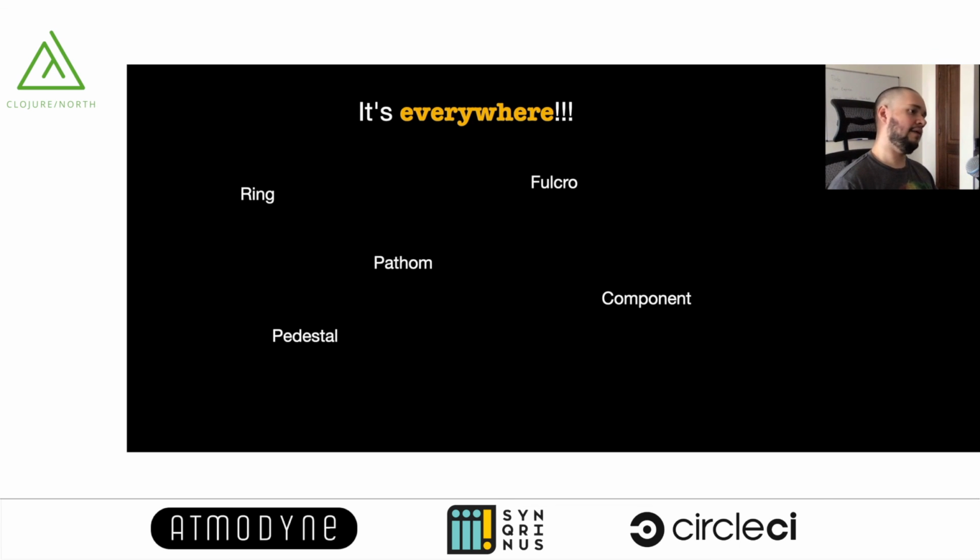And it's everywhere. Ring does that, Pedestal does that, Pathom does that with the env, Wilker does that. If you use the Component library, it's kind of like that. You're creating dependencies that are just building up this map, and then you usually pass this map around as an environment. So this is a good and sustainable pattern that I highly recommend you to try out in your next project.